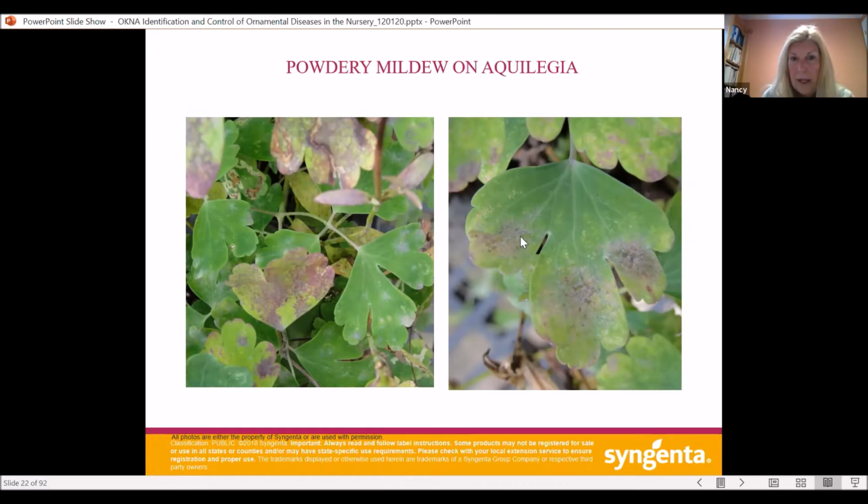You see these red blotchy areas on the foliage, and then there is mycelial growth over those as time goes on. You can see some very sparse areas here, but really it's the reddening that pops out with aquilegia. So if you see this, this is not a leaf spot or a nutritional deficiency. This is actually powdery mildew.